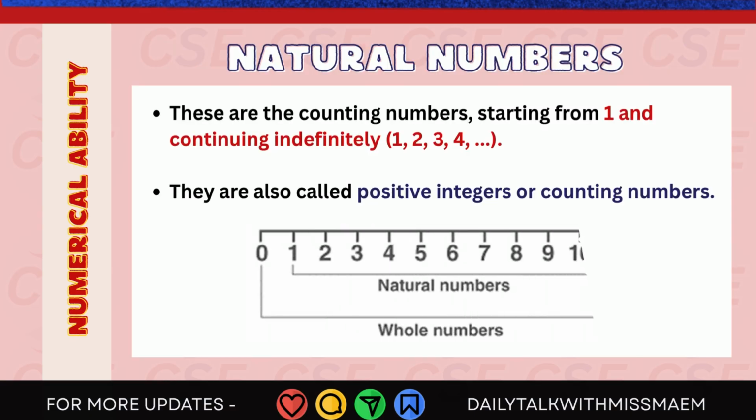Natural numbers. Natural numbers are your basic counting numbers, 1, 2, 3, and so on. You started using them in kindergarten. These are the counting numbers, starting from 1 and continuing indefinitely, 1, 2, 3, 4. They are also called positive integers or counting numbers.